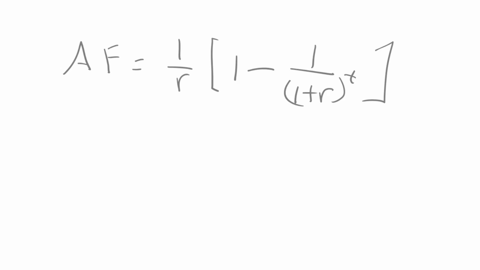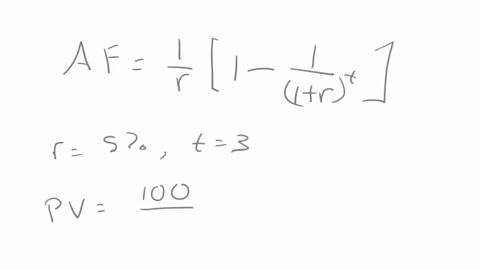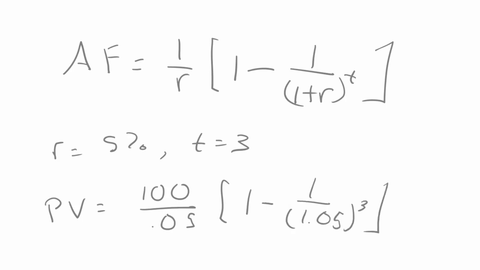By the way, in the example that we did, let's say R is equal to 5% and T is equal to 3. We're going to calculate the present value of $100. So the present value is 100 over 0.05 times 1 minus 1 over 1.05 cubed. And that is equal to $272.32.